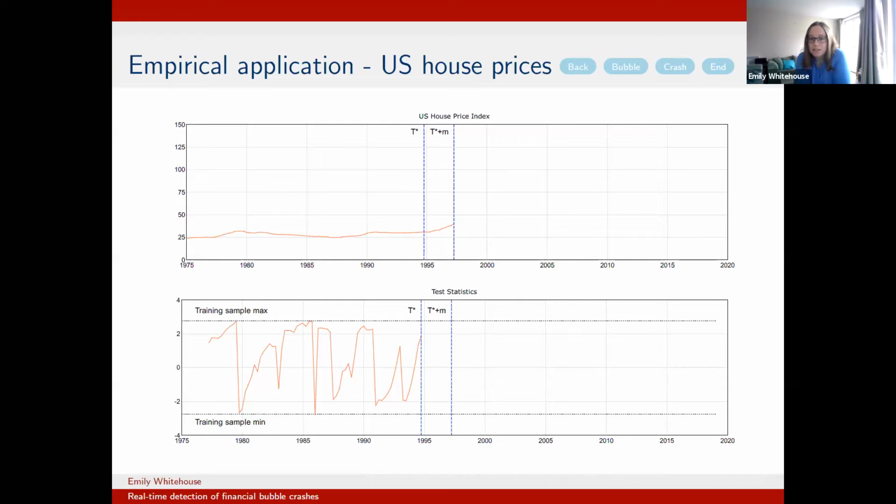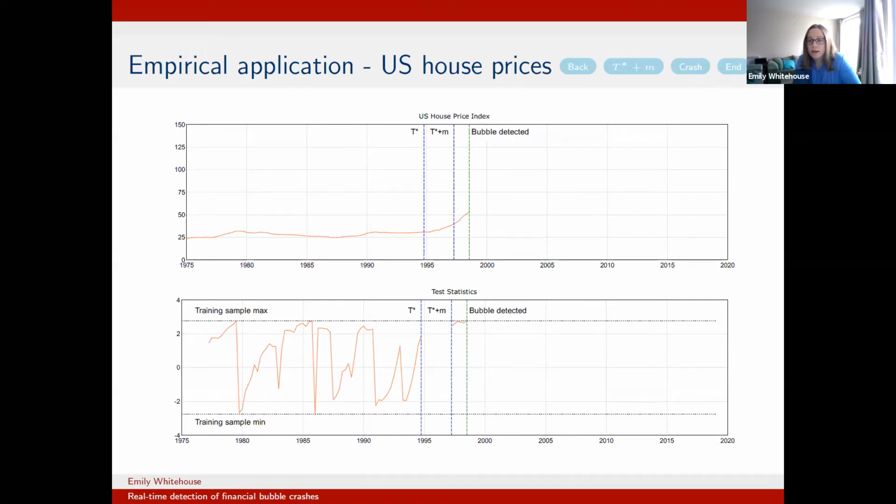I'm computing those test statistics over rolling windows of 10 observations within that training sample, and I find the maximum value of the statistic and the minimum value of the statistic in that training sample. And you can see I've put on these dashed black lines to show you the value of that maximum and minimum. And now we want to start monitoring for a bubble. And remember, because we're monitoring for a bubble, we're looking for a value of our test statistic which exceeds the training sample max. So we can add this on, one observation at a time.